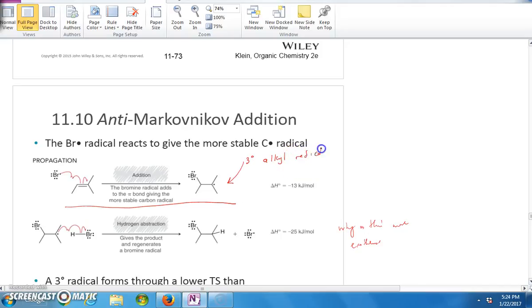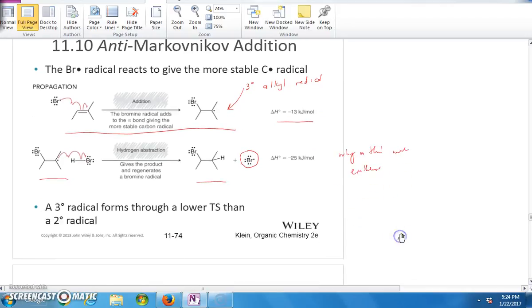And you can see here that this step is exothermic. And then what happens is that the tertiary radical can again react with another unit of HBr to yield your anti-Markovnikov addition product, and the formation of a bromine radical, which is really very stable. And you can see that this is more exothermic, because of course the product that is being formed is more stable than the reactants that we began with.